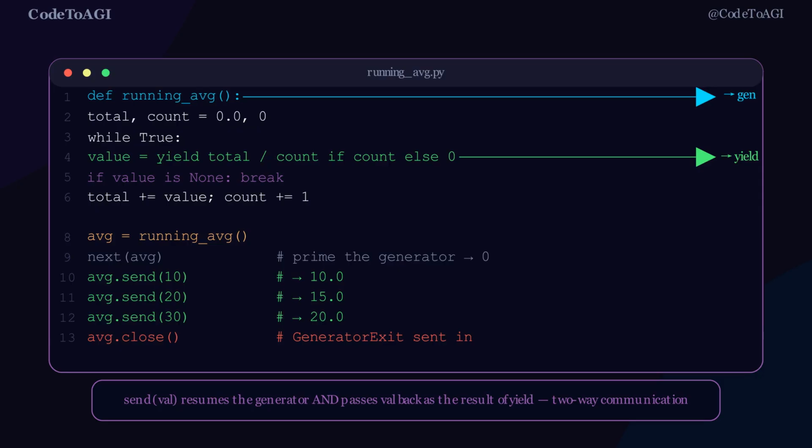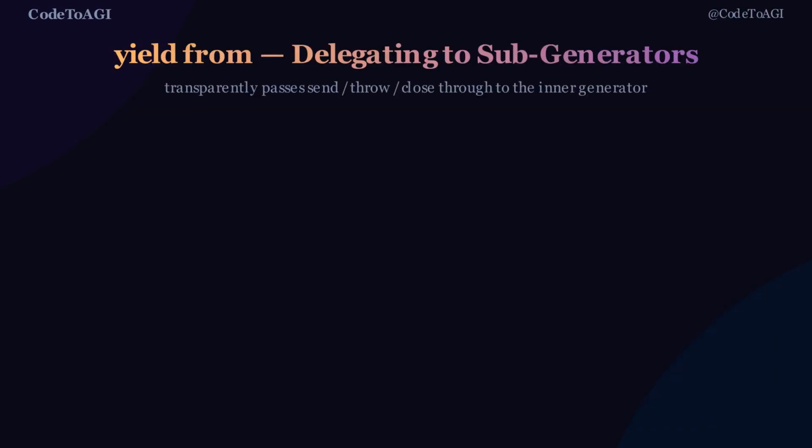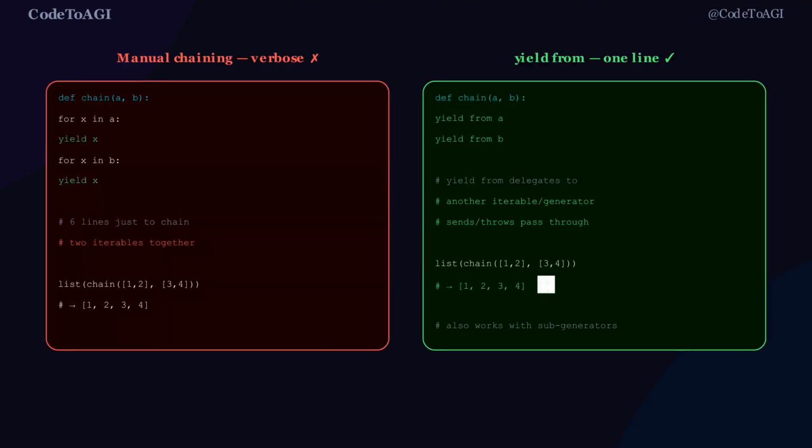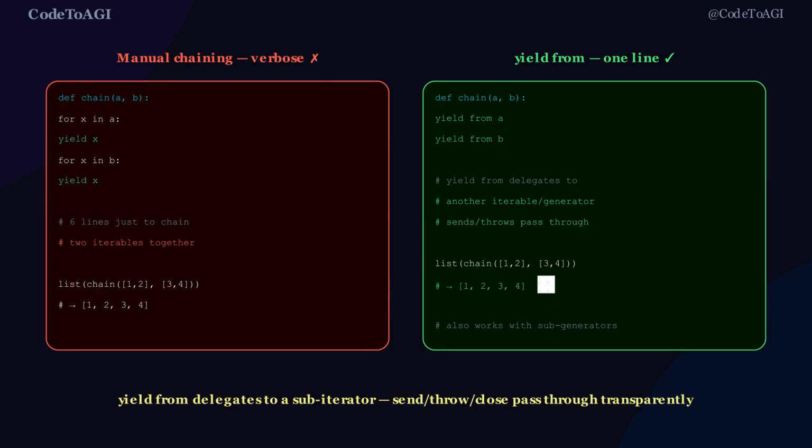Send enables two-way pipelines, push data in, pull results out, one yield at a time. When you need to delegate all iteration from one generator to another, yield from is the right tool. Look at the two panels. On the left, the manual way. We loop over iterable A, yield each item, then loop over B, yield each item, 6 lines.